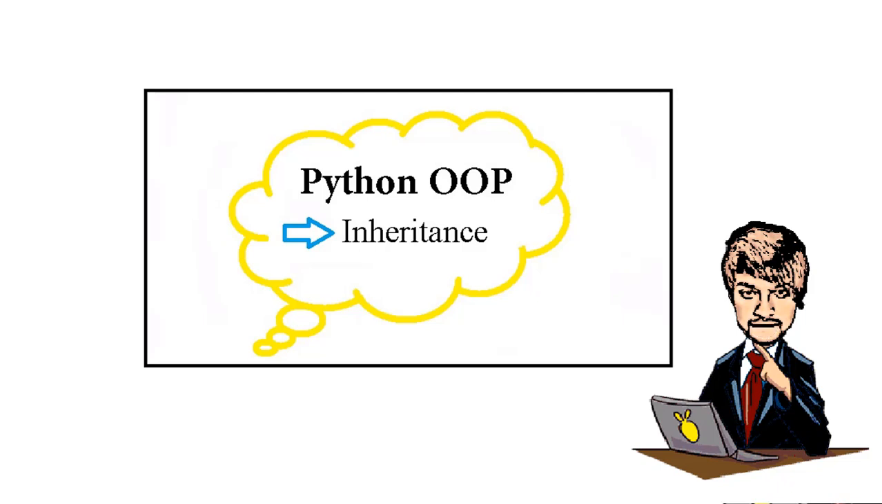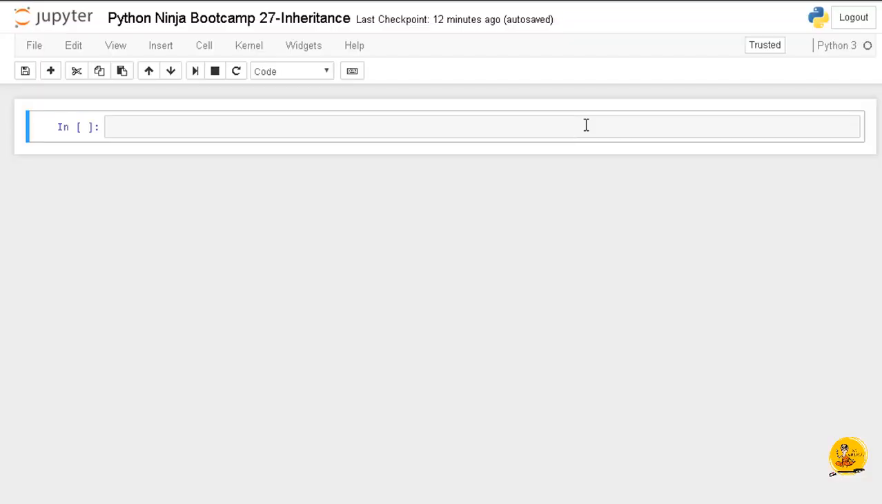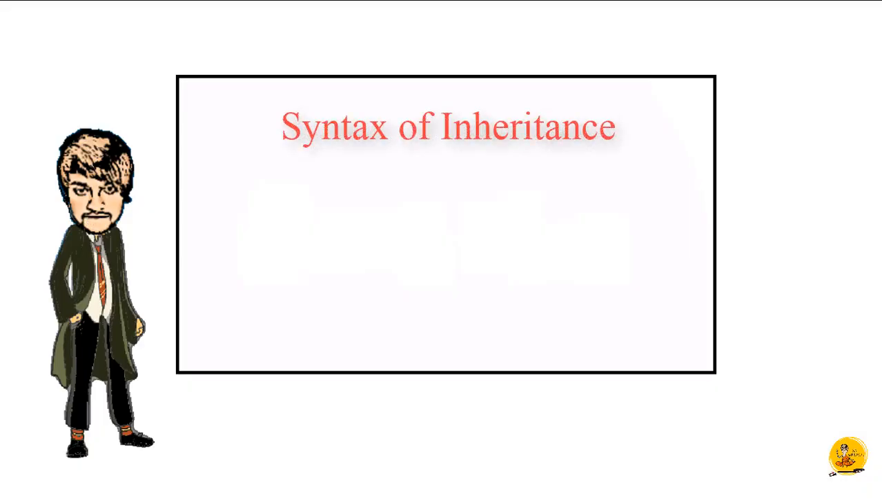In this lecture, we will cover inheritance. Let's get started. Inheritance is a process of creating a new class by using the features of an existing class. The new class is called a derived class and the existing class is called a base class. Let's see the general syntax of inheritance.